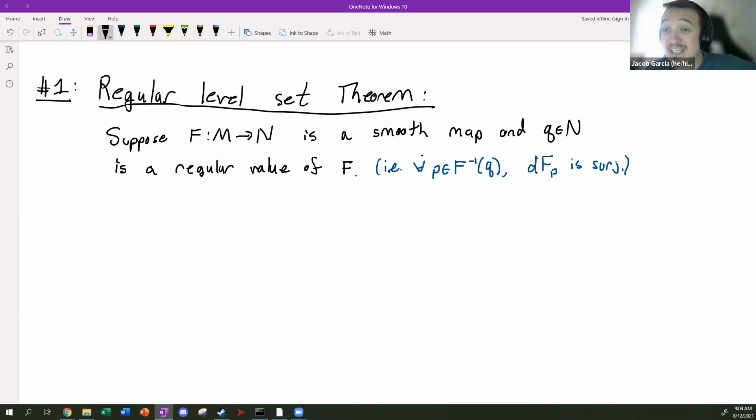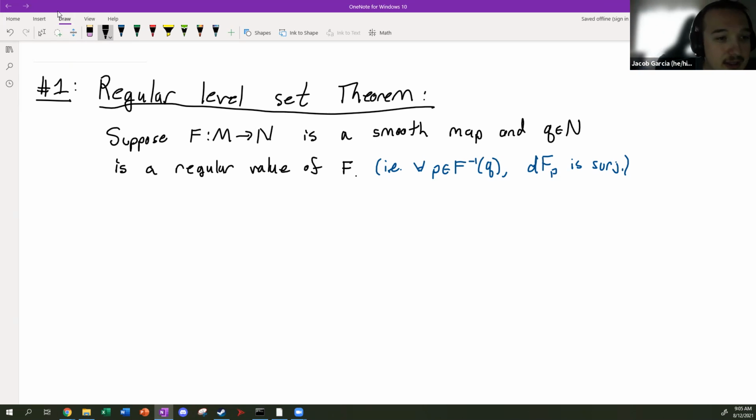And all of these points p here are called regular points, right? So a regular point is one where the differential at that point is surjective, and a regular value is something which contains only regular points in its preimage, right? So just as a general rule of thumb, points are things in the domain and values are things in the codomain, right? So when you hear regular value, you're thinking something in the codomain. When you hear regular point, you think of something in the domain, right?